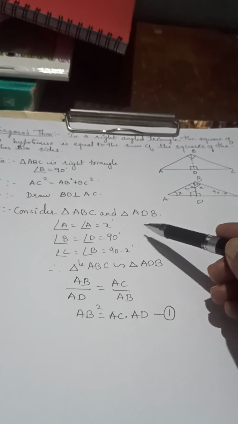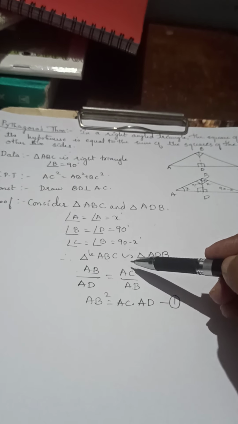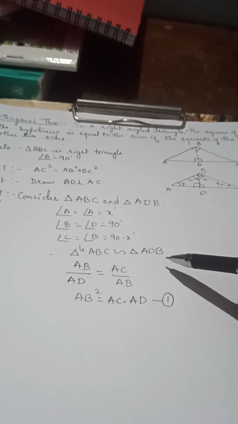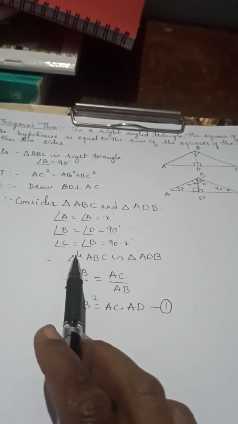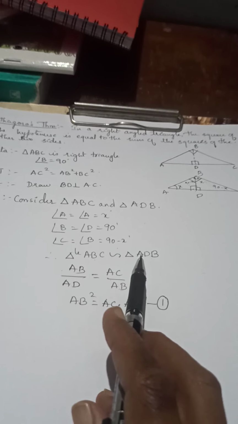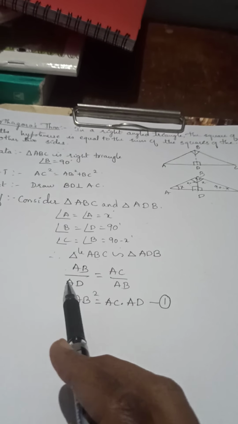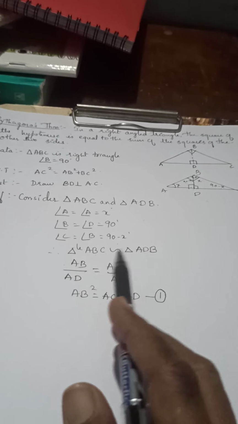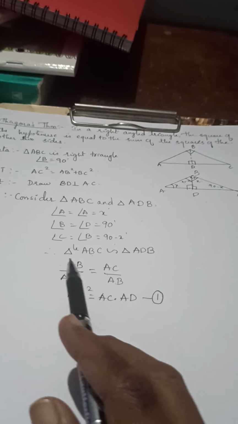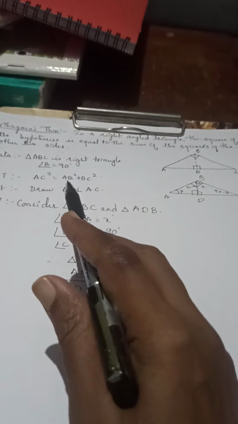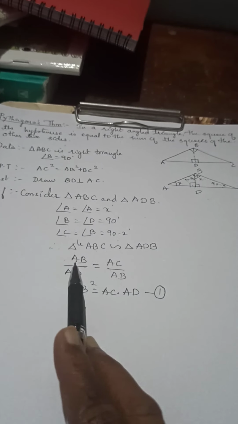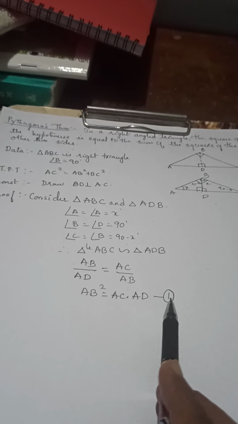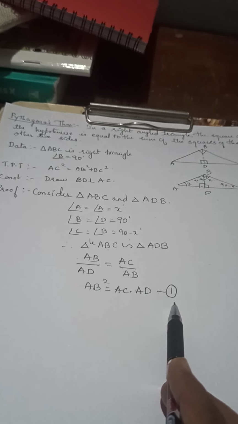Remember, children, first we proved all three angles are equal. We told that they are similar. Now how will you write their sides, ratios? So I will take here AB, 1 and 2. Here also you take 1 and 2. AB upon AD. Next AC upon AB, 1 and 3. Why I took AB? Because when cross multiplied I should get the square. So AB into AB, AB square is equal to AC into AD. This is equation 1.